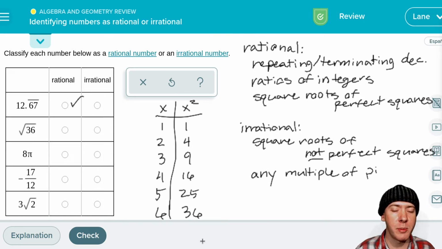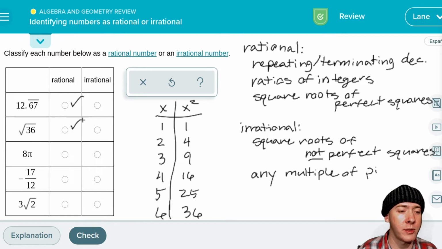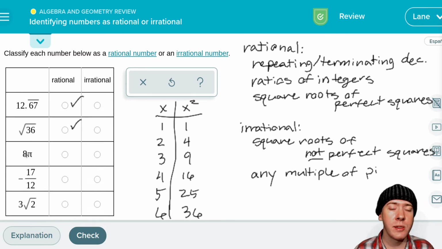And if you see one of them under a square root sign, then that number is rational. So here we have the 36 under the square root sign. So this is going to be a rational number. This next number is irrational because it's a multiple of pi. It's 8 times pi. And that means that it is not rational. So it is irrational. This next number is a ratio of integers. It's a regular everyday fraction, so this is a rational number.